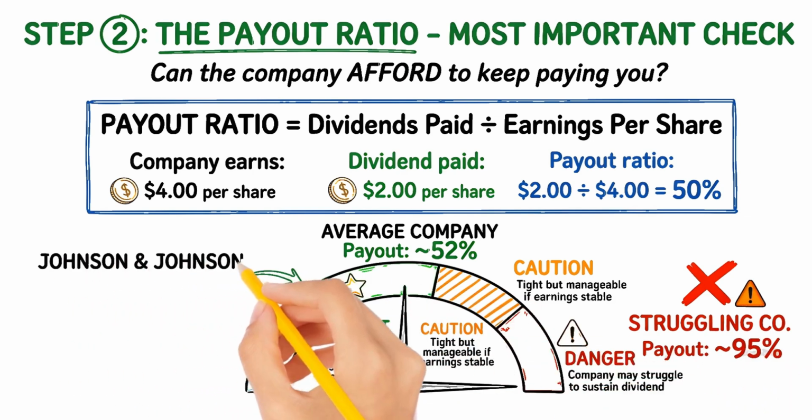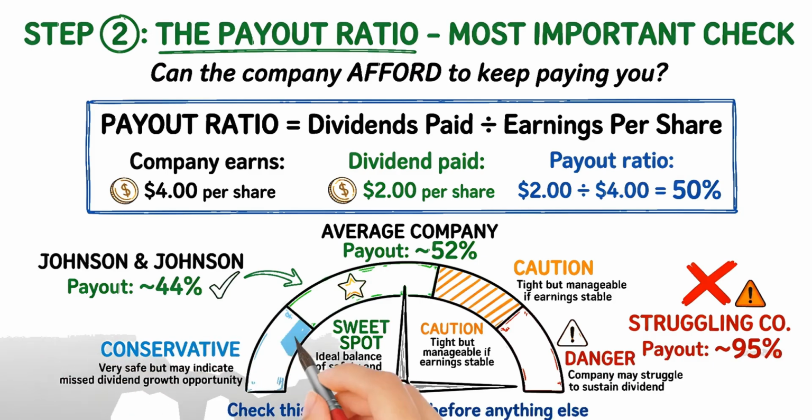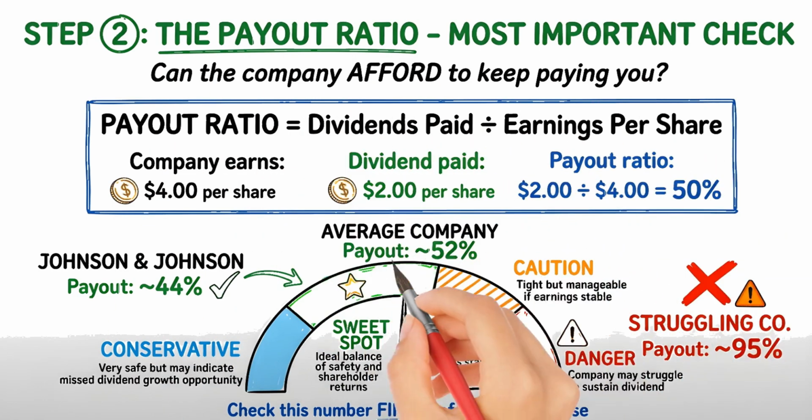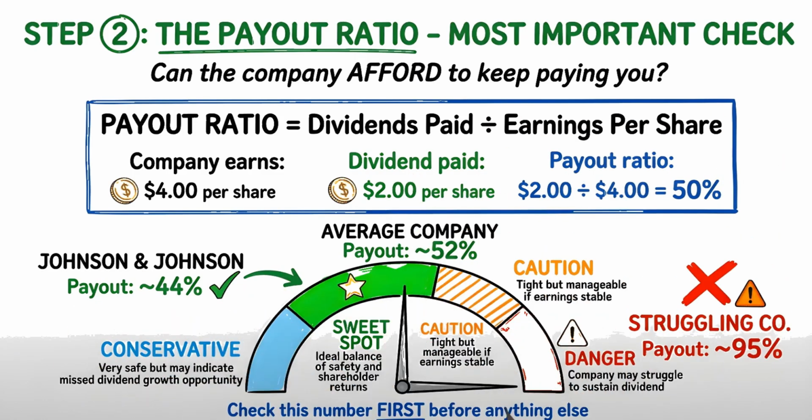Here's how to interpret the number. 0 to 30% is conservative, very safe, but might indicate the company could be paying more. 30 to 60% is your sweet spot. The company is sharing meaningful profits while keeping enough to reinvest and grow. 60 to 80% is caution territory. It can work if earnings are stable, but there's less buffer.